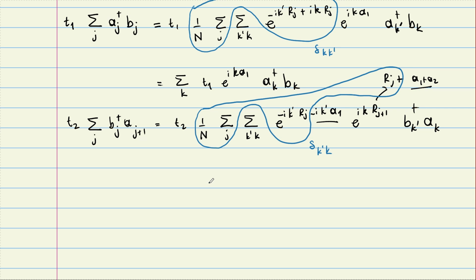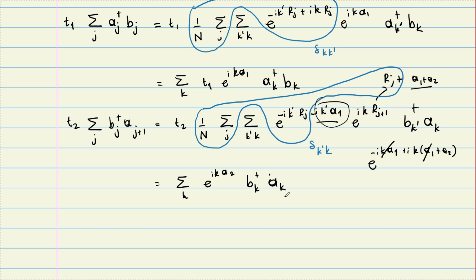And so this is going to be the sum over all k. Now I can combine these exponents. These exponents are e to the minus i k a1, so I took care of this one, plus i k a1 plus a2, and this a1 is going to kill this a1. There is only plus e to the i k a2. So this one was a1, this one is a2, and this is bk dagger ak.